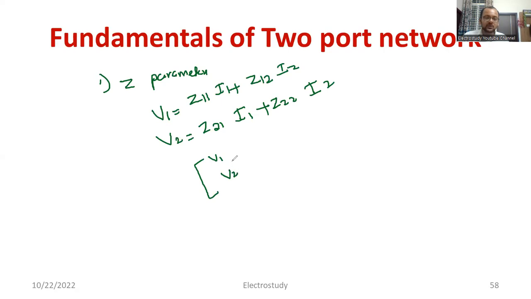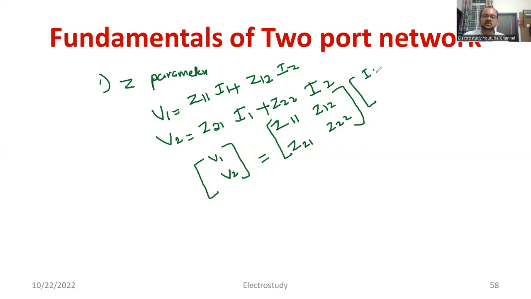If you want, you can express in terms of a matrix also. V1, V2 is a column matrix, only one column is available. Similarly, Z parameters you can express as a 2 by 2 matrix: Z11, Z12, Z21, Z22. Also, the current you can express as a single column matrix I1, I2. This is important.